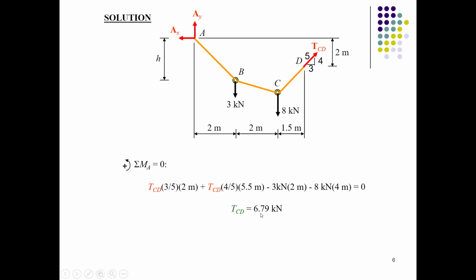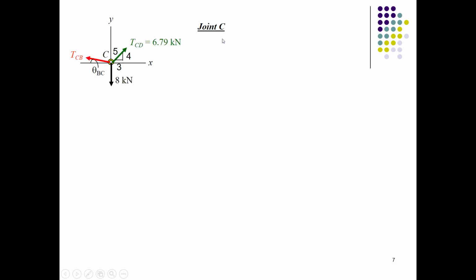Then we will take the joint C. We have a TCD known. We will make the member force BC known. We will determine the member force in BC while taking the joint C. At this joint, we will take the sigma f of x equals 0, sigma f of y equals 0, and we will determine the TCB value, which is 4.82 kilonewton.